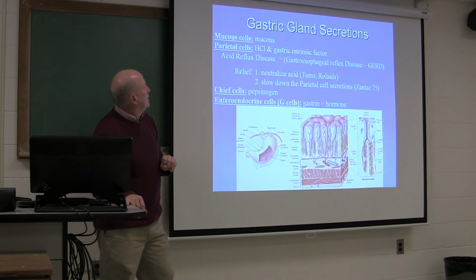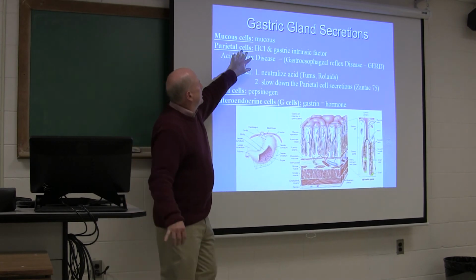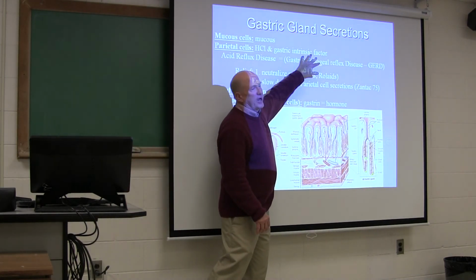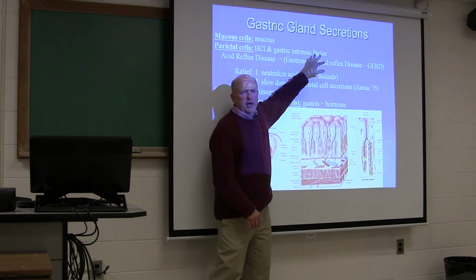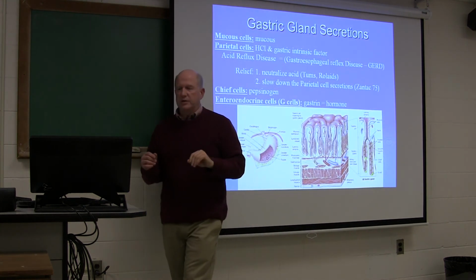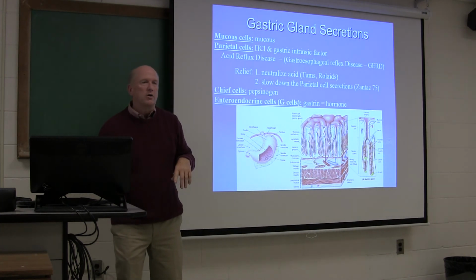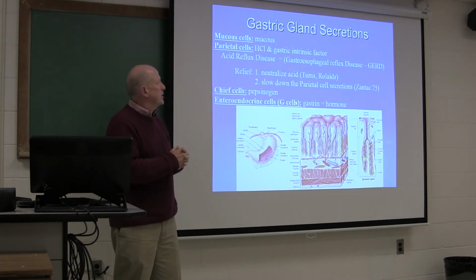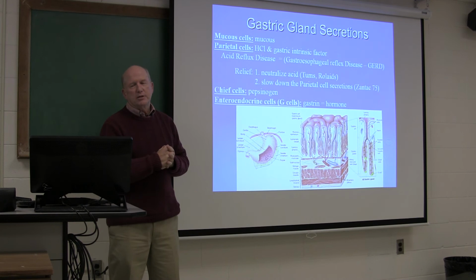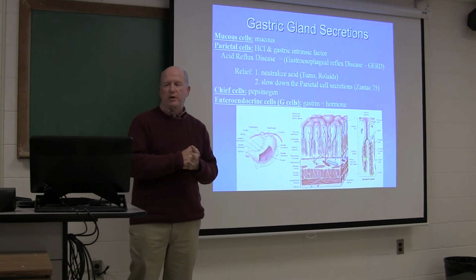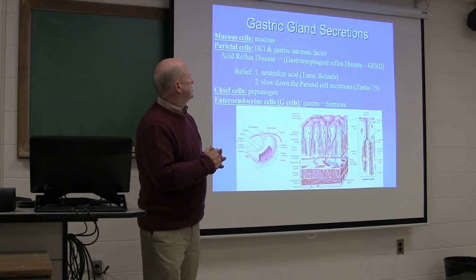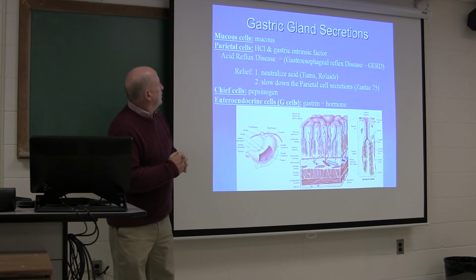Good. Parietal cells also release this gastric intrinsic factor. Gastric intrinsic factor is there to help with vitamin B absorption later on. So it's not going to do any absorption in the stomach, but later on in the small intestine it'll help with vitamin B absorption. Gastric intrinsic factor. What do we have here?